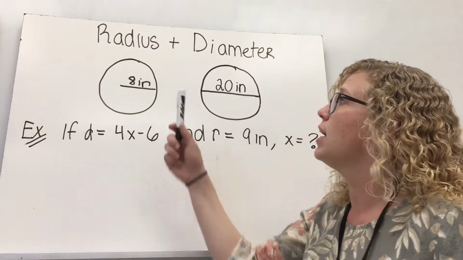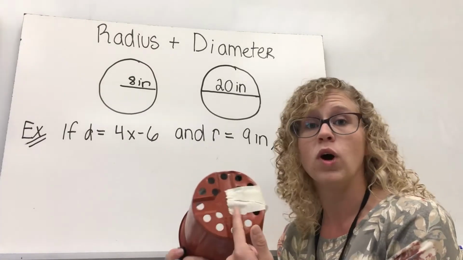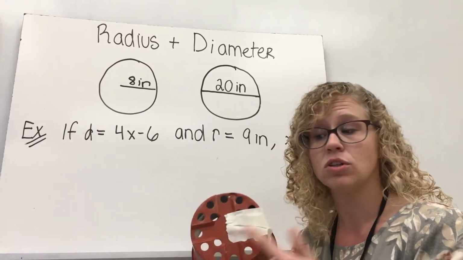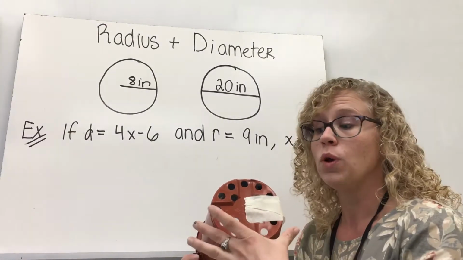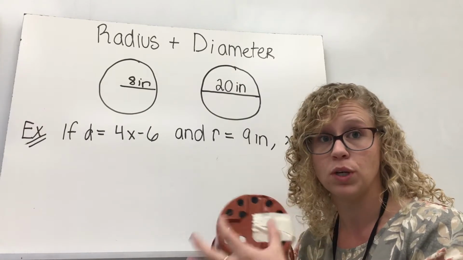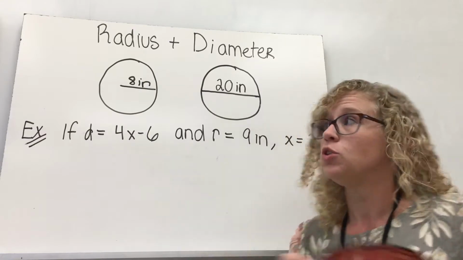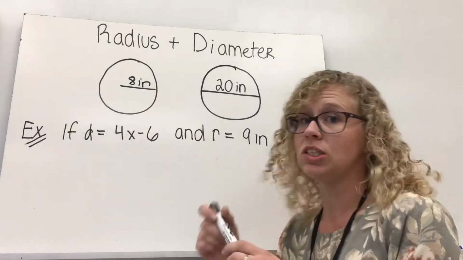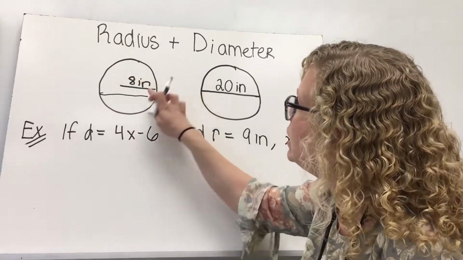So if we have a circle that has a radius of 8 inches, remember that the radius goes from the center of the circle to the outside. So if we knew that the radius was 8 inches, we would be able to find the diameter by multiplying the radius times 2, because there are two segments here that would make up the full diameter. So if the radius is 8 inches here, then the diameter would be 8 times 2, or 16 inches.